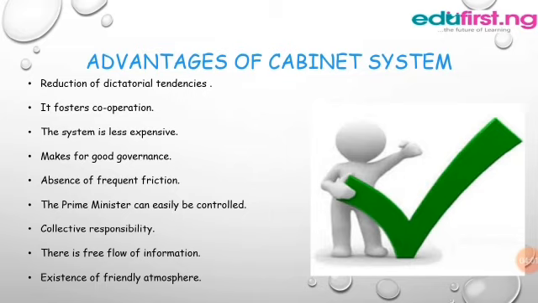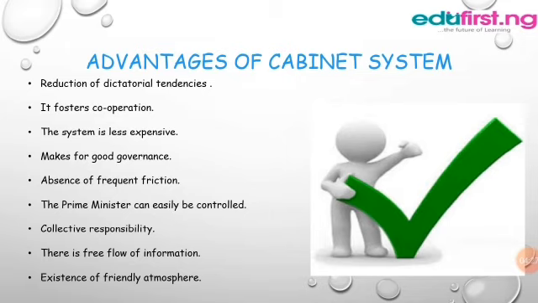It makes for good governance. This is as a result of the presence of official opposition party that criticizes any bad actions or policies of the ruling party. This is absent in a presidential system of government. Others are absence of friction. The Prime Minister can easily be controlled. There's collective responsibility. There's free flow of information and existence of friendly atmosphere.